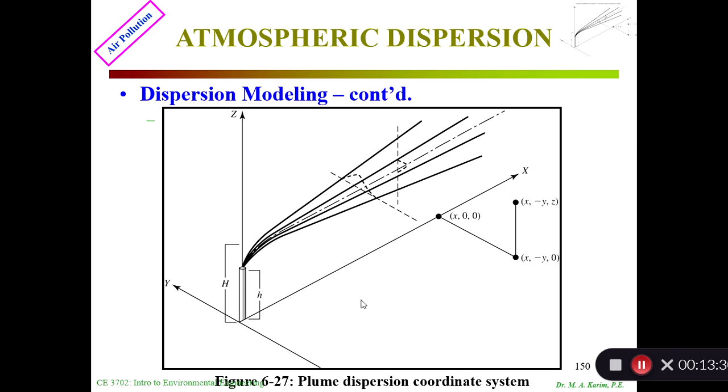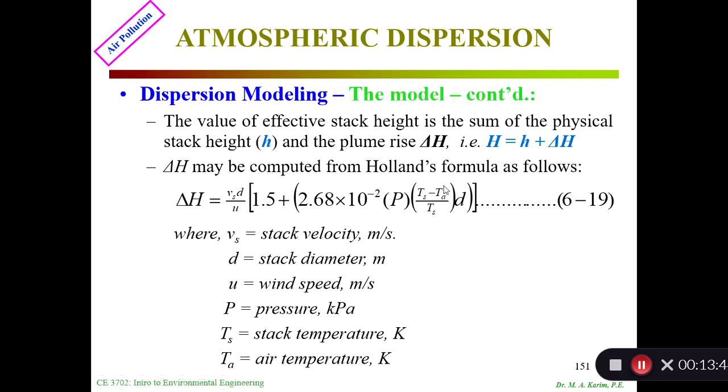Again, we are showing this. The physical stack height is small h, and this is delta h. Capital H would be small h plus delta h. So we'll do the calculation of delta h. Delta h is a function of a lot of parameters: the stack velocity, the velocity at which the plume is coming out of the stack, the stack diameter, wind speed, pressure, the stack temperature, and the ambient air temperature. All of those are functions of delta h. I don't think I have any problem to solve that, but there may be a homework that you have to do using this.